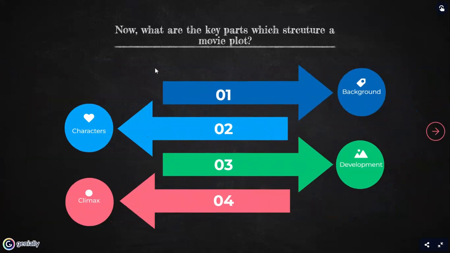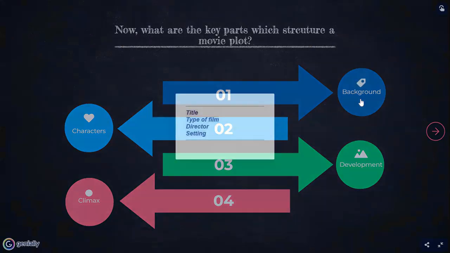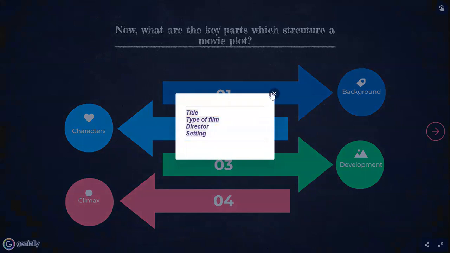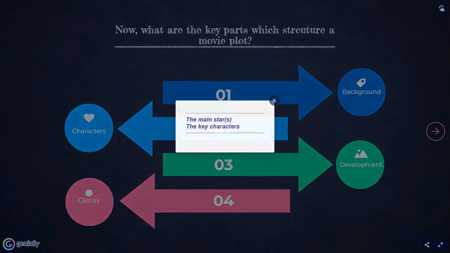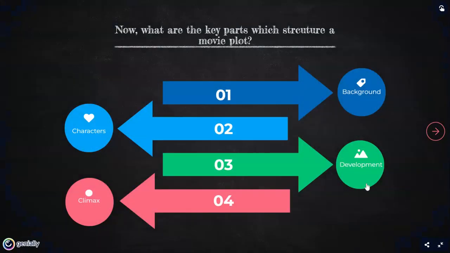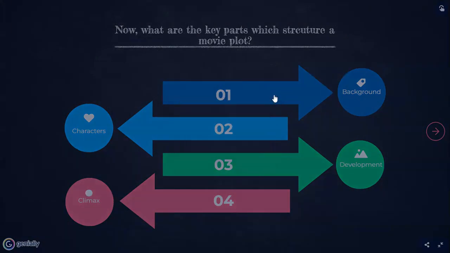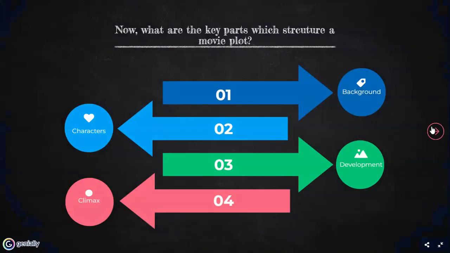Here you tell your students that they need to organize their ideas. And here they are presented the movie plot structure, which has the background, the elements inside the background, characters, the development, and climax. All right, you move on to the next slide.